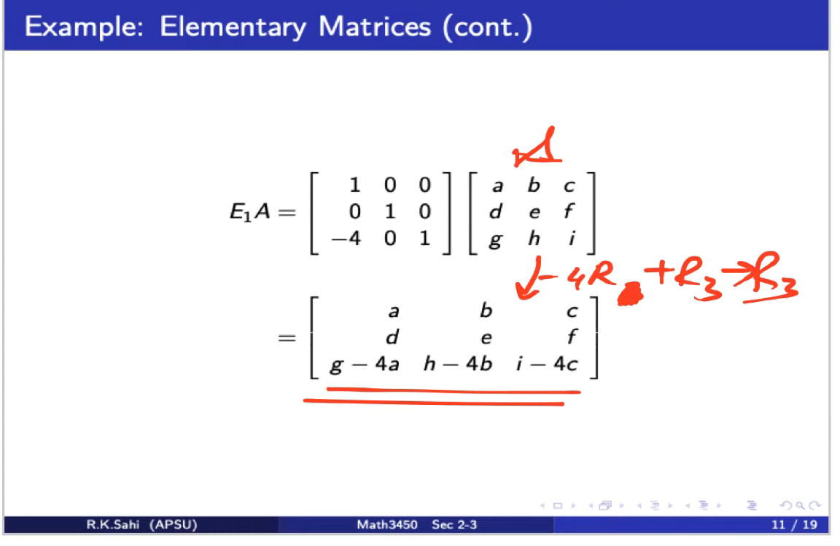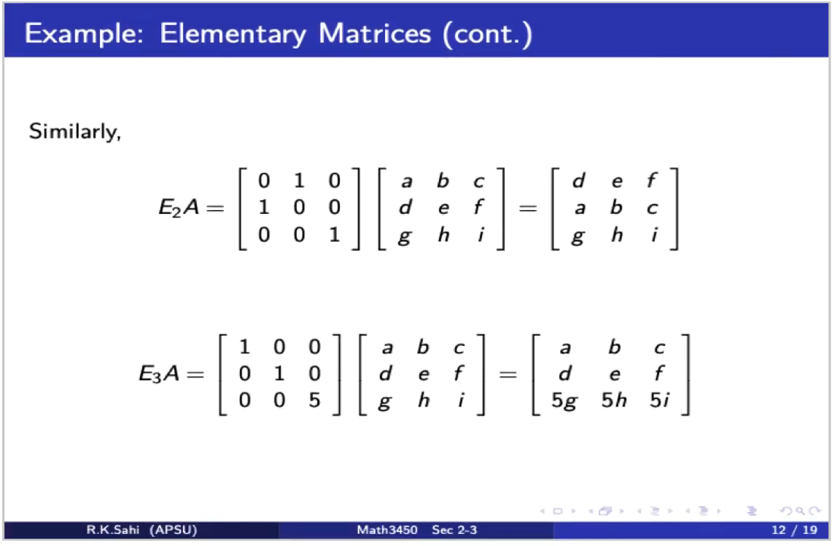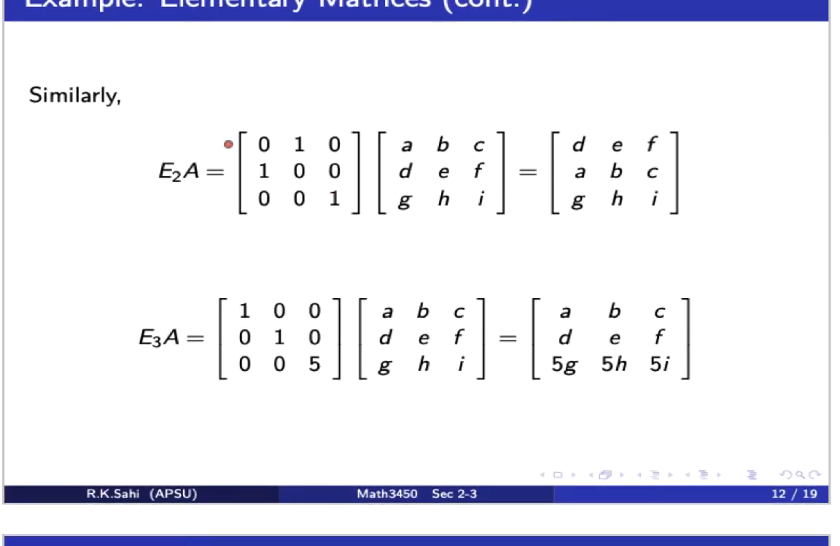Similarly, let's look at E2 and E3. What do they do to that matrix? Remember, E2 is a matrix which is basically interchanging rows R1 and R2. So when you multiply it with the matrix A, it also basically interchanges row 1 and row 2 of the matrix A. Similarly, when you multiply E3 with the matrix A, what you see is that the original matrix A has its last row multiplied by a 5. So this is a very important fact about elementary matrices.